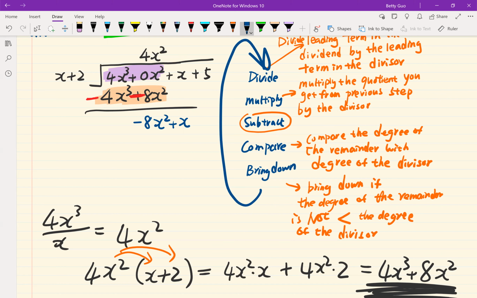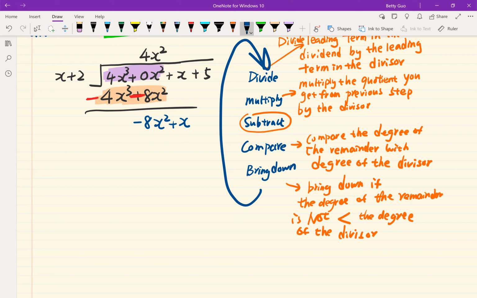So for the new dividend, again, we have negative 8x squared plus x. We're going to start the second round. Step 1, divide. Divide what by what? Divide the leading term in the dividend by the leading term in the divisor. The dividend right now is this new dividend. What's the leading term of the dividend? Negative 8x squared, because that's the new dividend. Am I clear now? Okay, very good.